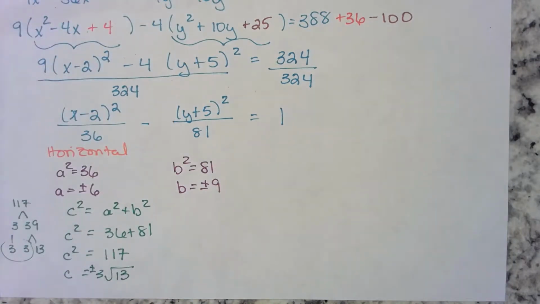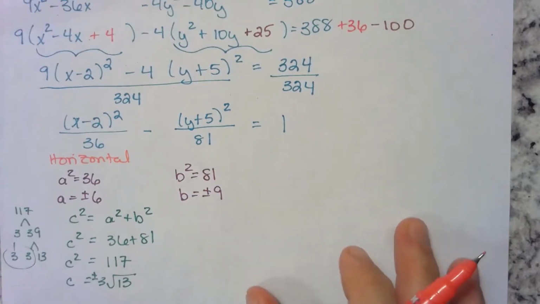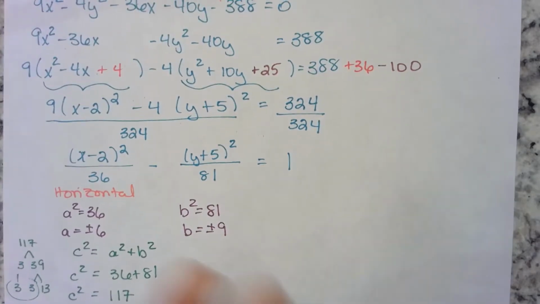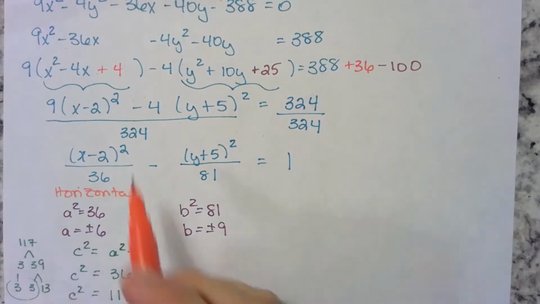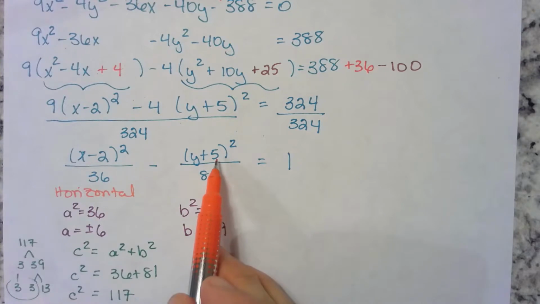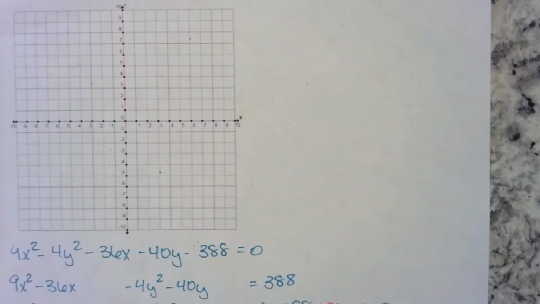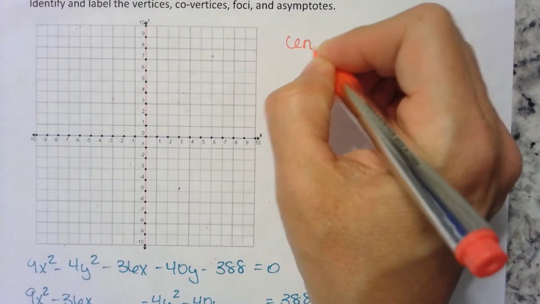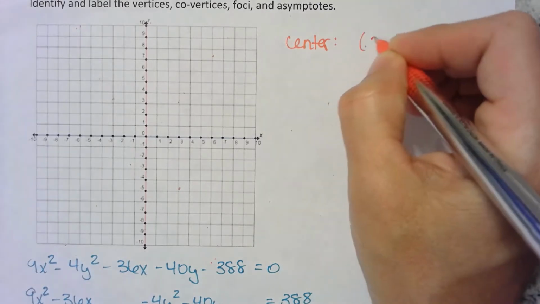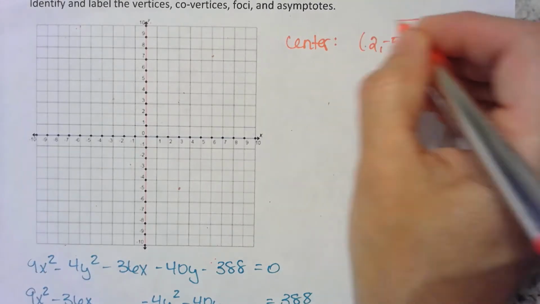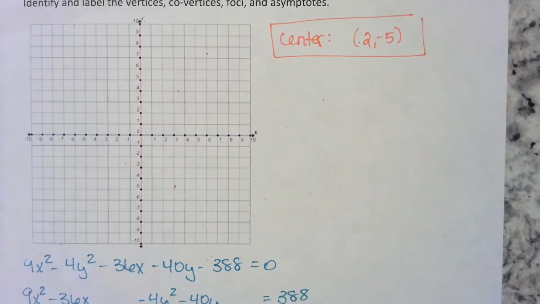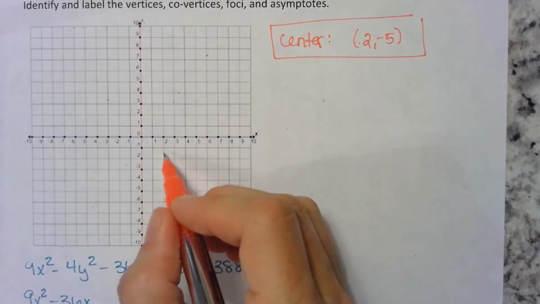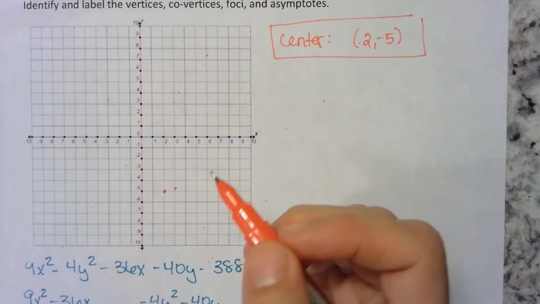Do we know what the center is? Let's go back up to the equation right here. Our center is (h, k), so it's (2, -5). So let me write all of this up here. Our center is going to be (2, -5). We can go ahead and sketch that on our graph. (2, -5) is our center. Okay.